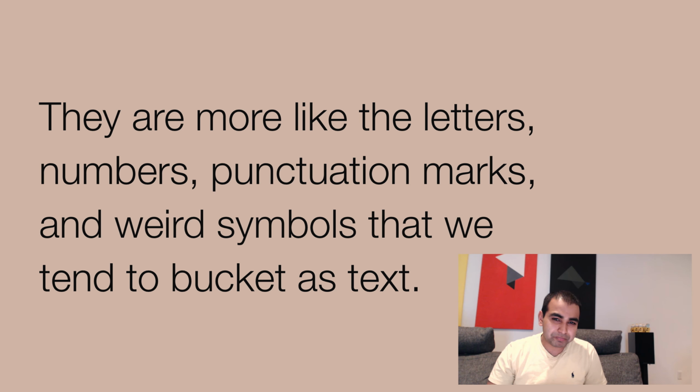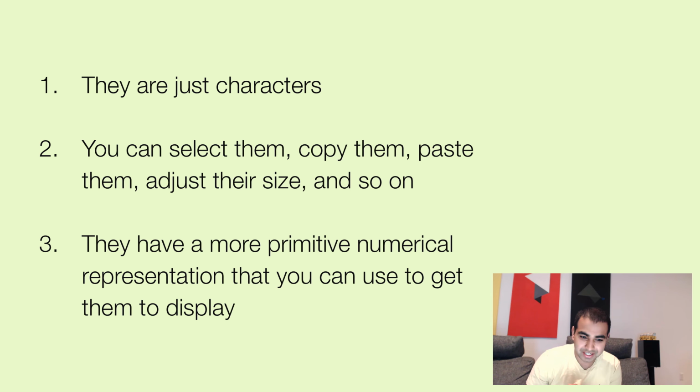All right, so what exactly are emojis though? I mentioned they're visual icons, but they look a little bit like images, and they maybe even behave like images, but they're actually more like characters. They're more like letters, numbers, and punctuation marks and weird symbols that we tend to bucket as text. And that's an important detail to know because the way we treat text is very different than how we treat images, and the places we can use text are also very different and probably more expansive as well. And so we'll see some of that as part of using them in our app.